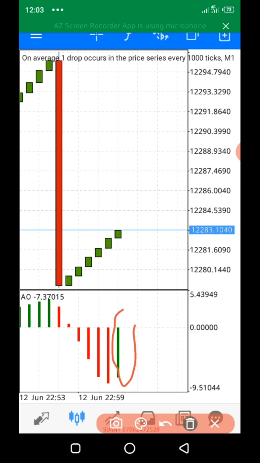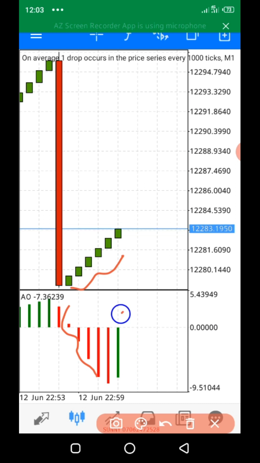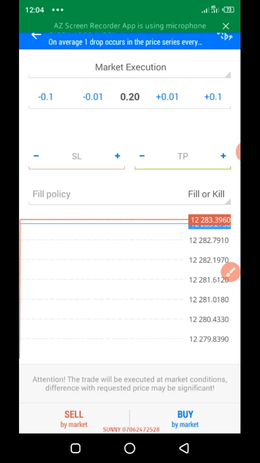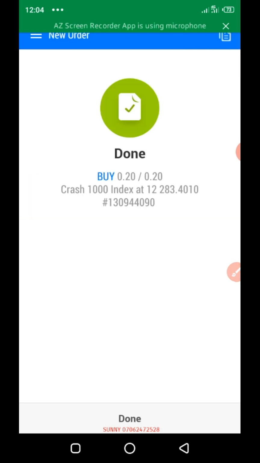The oscillator will be forming red at first. If the candles are forming, it will be forming red. Immediately you see a green, it's a signal to buy. It means you should buy the market. So we are going to buy the market.